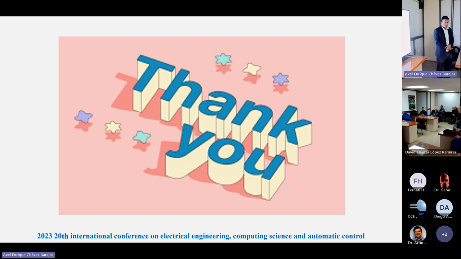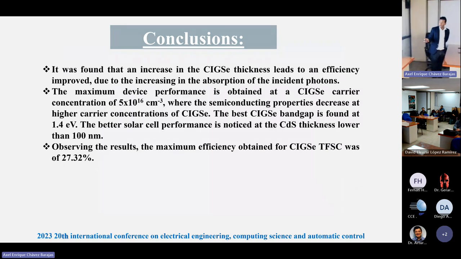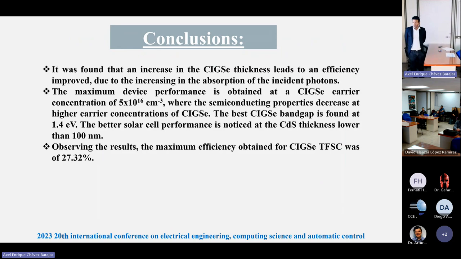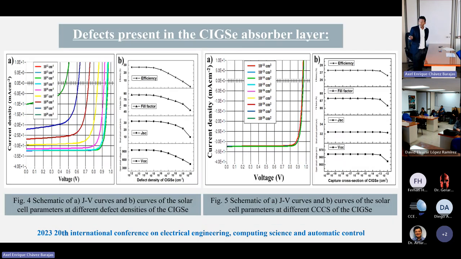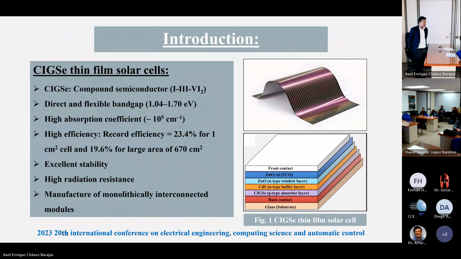Any questions? People connected, are there any questions? Okay, so let me ask you something. Can you show that? Yes. You're showing the results, the efficiency obtained was 27.32. And in the slide that you showed in the introduction, the maximum efficiency was 23.4. Can you explain that difference?